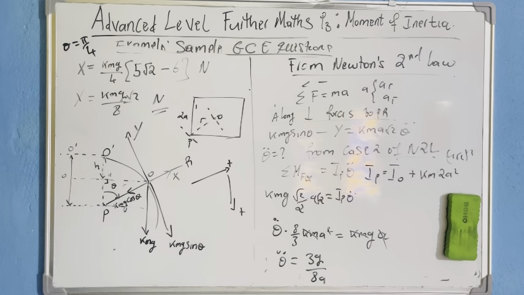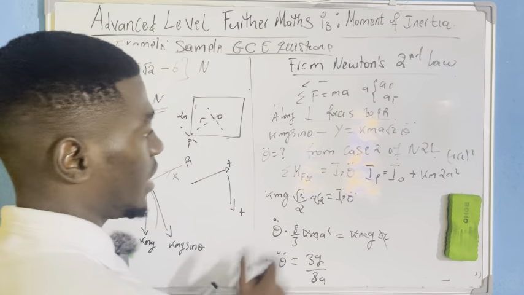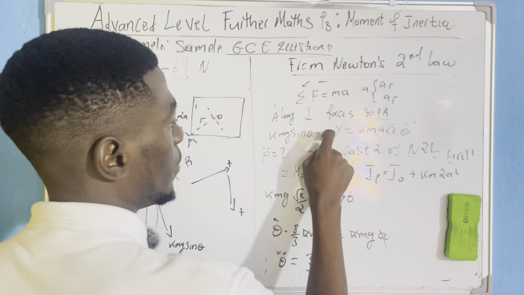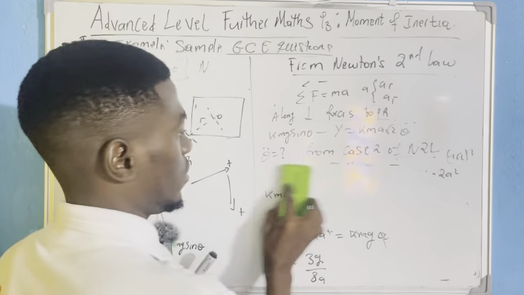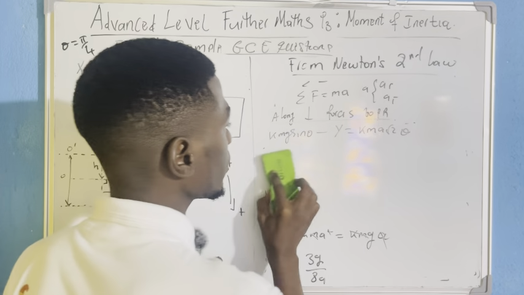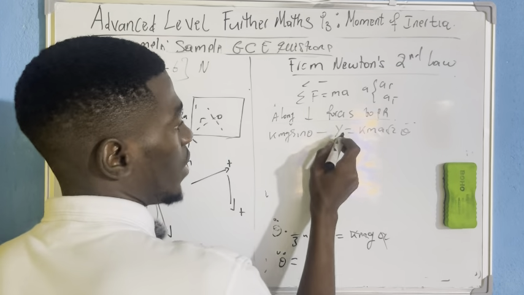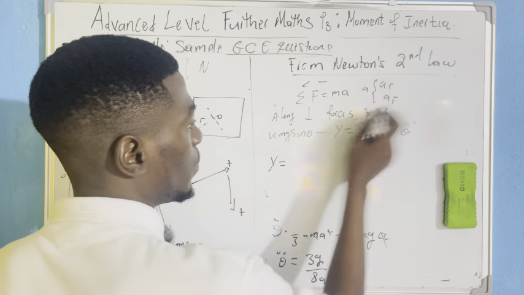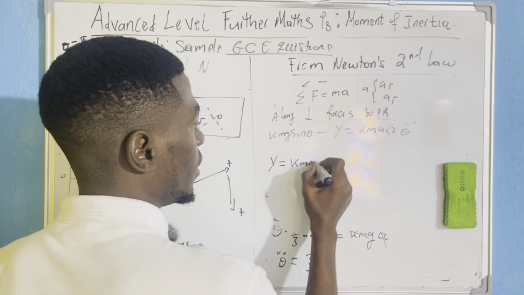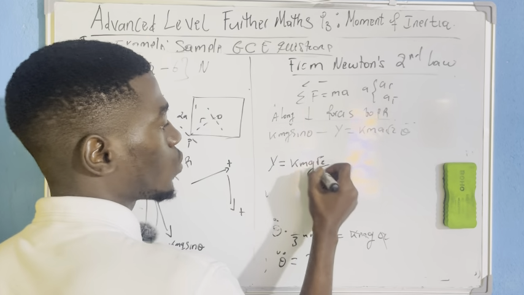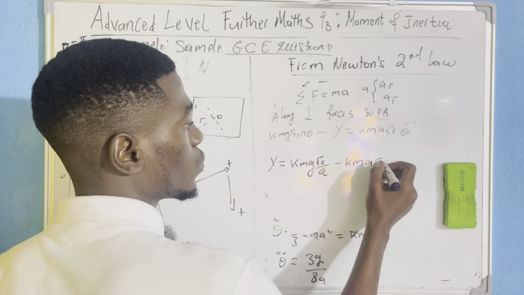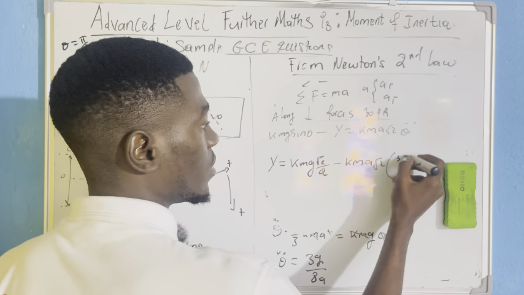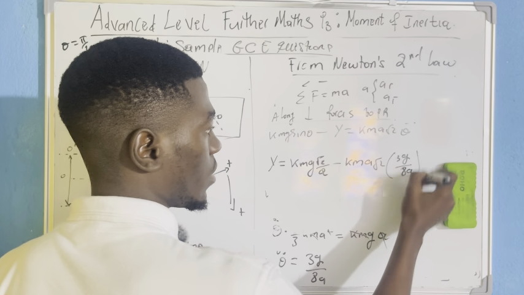3G all over 8A. So I'll carry this now, I'll come and replace here. Let me wipe this. I will make Y the subject. Y is simply equal to, I bring this one, I'll have KM. Do you remember that sine theta is root 2 all over 2? I bring to it minus KMA root 2 in bracket theta dot, which is what? 3G all over 8A.